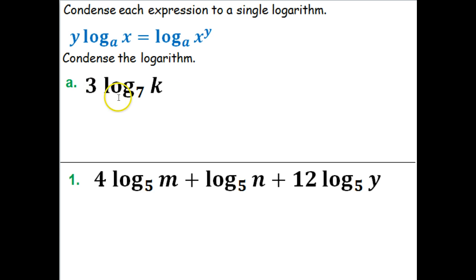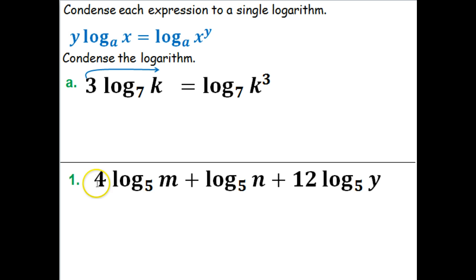So I've got this one. This is 3 log base 7 of k. Now this 3 here, I can write it out front. This is considered expanded form. If I want to do it in condensed form, I take that 3 and I move it over to be the exponent of this k. In other words, it would look like this, log base 7 k cubed. Okay, these two are equivalent. This one over here on the left is considered the expanded form, and the one on the right is considered the condensed form. So let's do that down here.